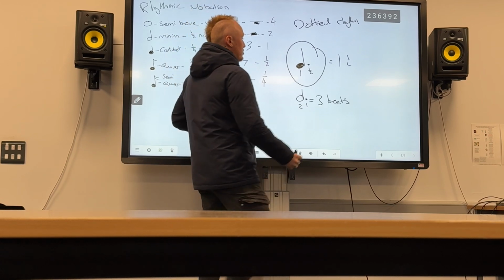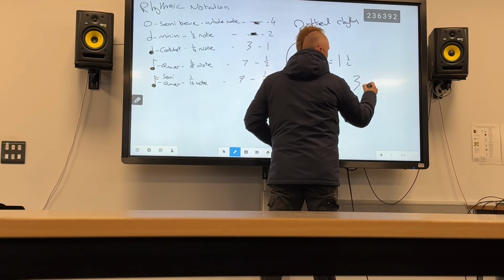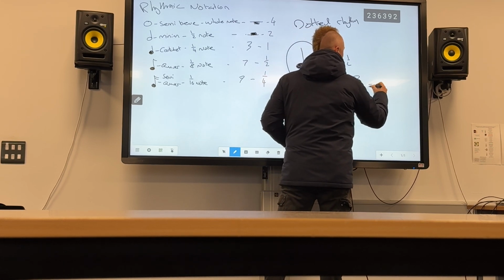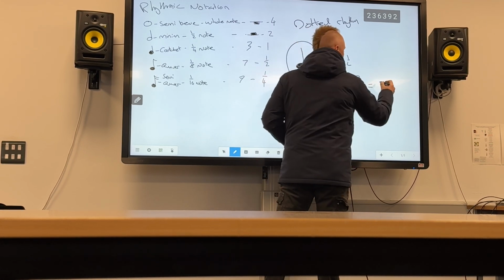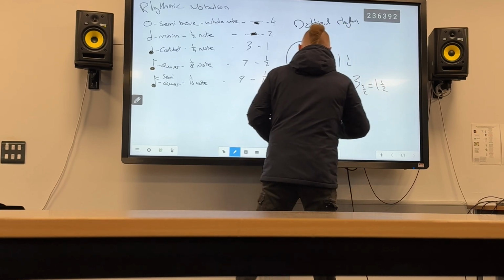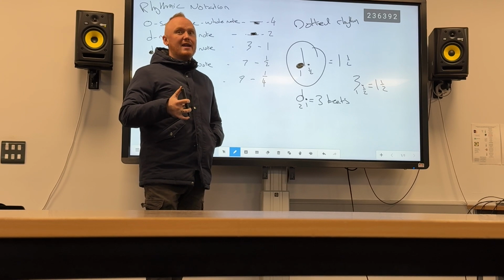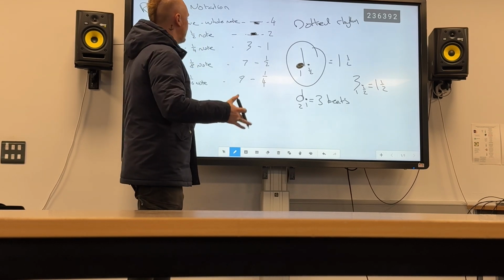You can also put a dot on a rest. So if I have a 1 beat rest, the rest is worth 1 beat. The dot is worth half of that, so that's half a beat. So a dotted 1 beat rest is 1.5 beats. A rest just means that you don't play any music for that amount of time, but the music still passes, you just don't play anything. It's like a pause.